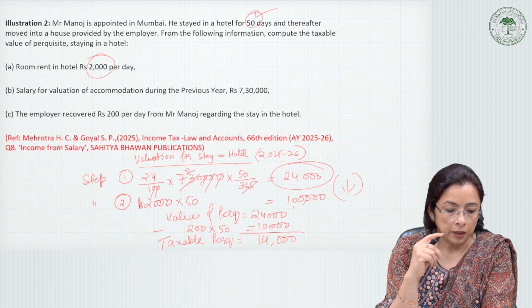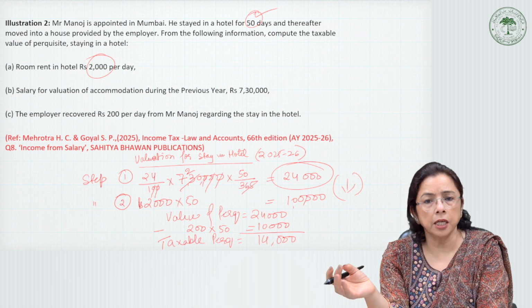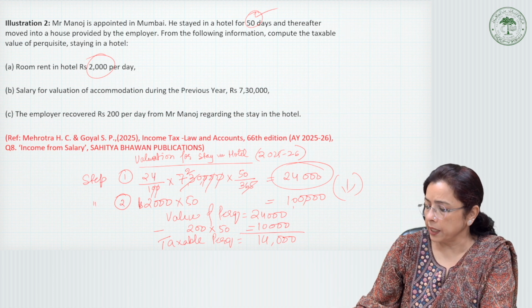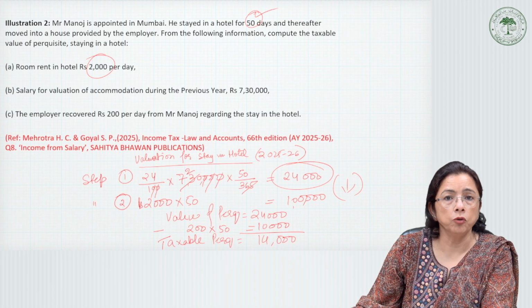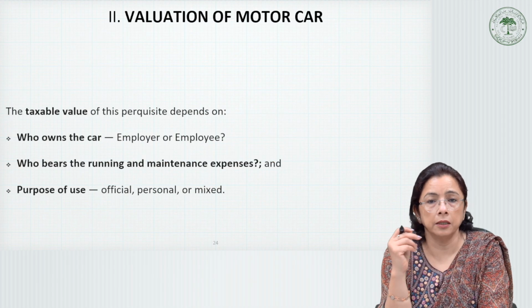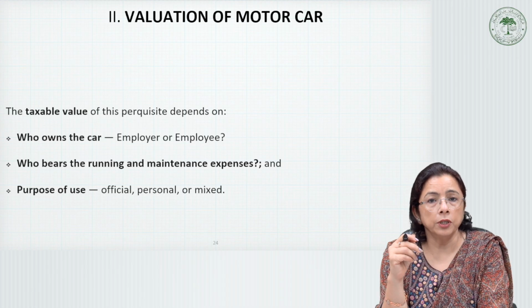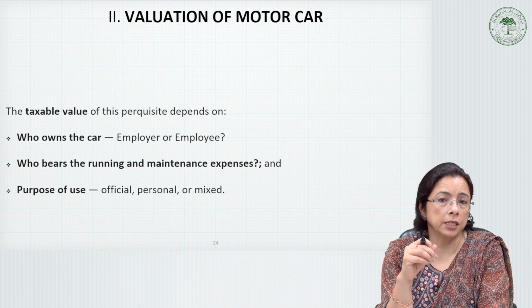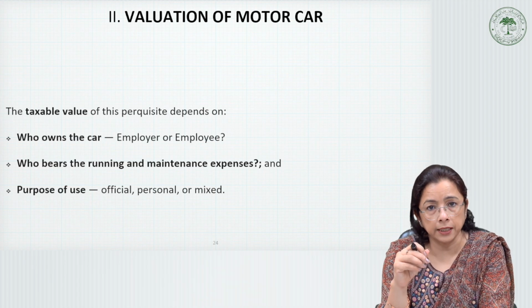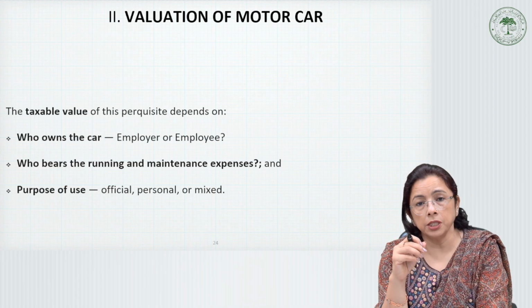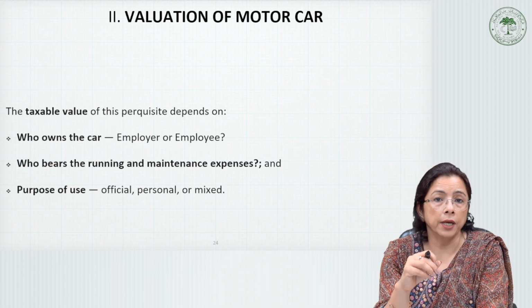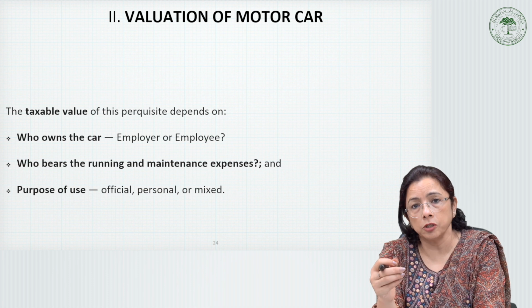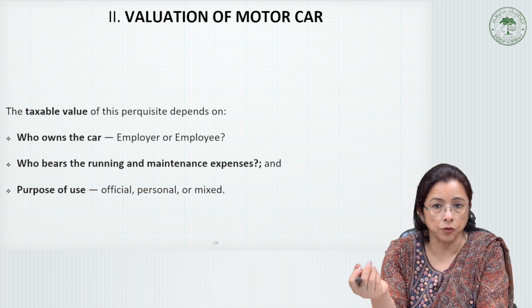This is one. We'll be practicing more illustrations in order to understand other perquisites better. But before doing that, we will move on to the next perquisite, that is the valuation of a car. In some cases, the nature of the job or the position or status of the employee is such that they are provided a car for their office purpose, or sometimes also for their personal purpose.